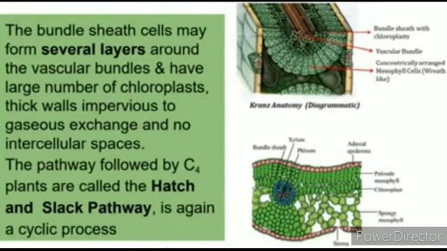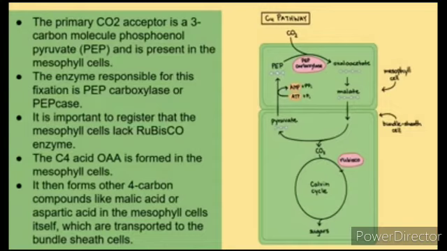The bundle sheath cells may form several layers around the vascular bundles and have a large number of chloroplasts, thick walls impervious to gaseous exchange, and no intercellular spaces. The pathway followed by C4 plants is called the Hatch and Slack pathway. It is a cyclic process. The primary carbon dioxide acceptor is a 3-carbon molecule, phosphoenol pyruvate, and is present in the mesophyll cells.